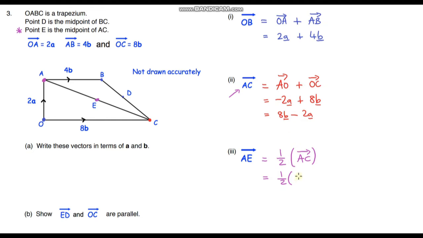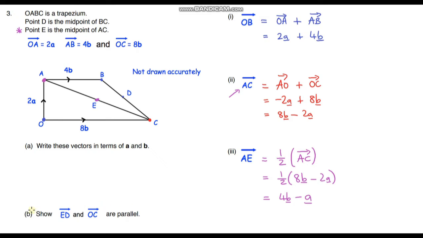So let's write that down. So it's a half of 8B minus 2A, and we can work this out if we just expand the brackets. A half times 8B will be 4B. And then a half times negative 2A will just be negative A. So this is our answer.